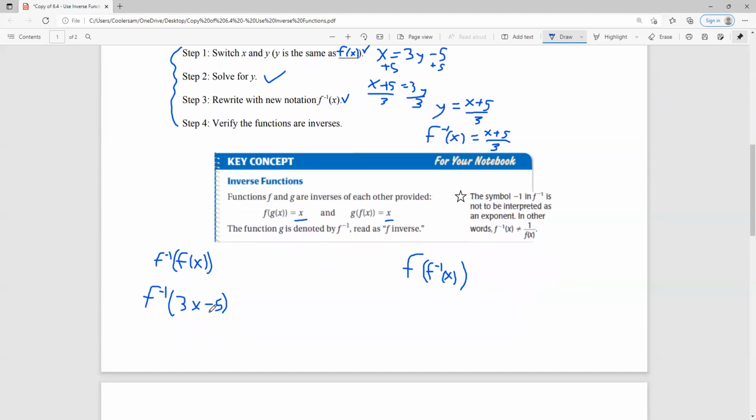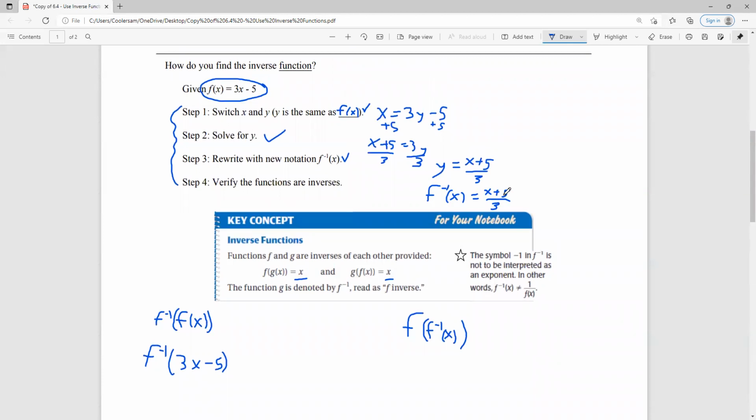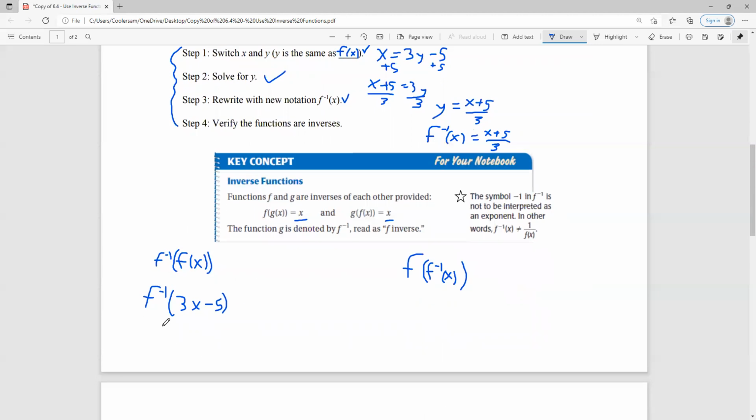All right. And now we're going to take 3x minus 5 and we're going to plug it into our inverse function here. Not multiply it, plug it in. So we're going to replace this x here with 3x minus 5. So it's going to be parentheses 3x minus 5, close parentheses, plus 5 over 3.